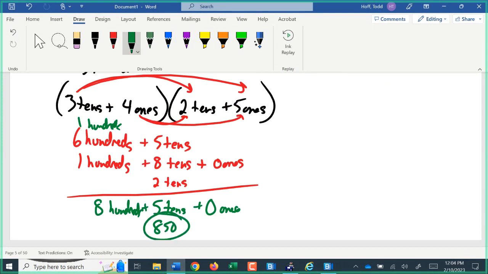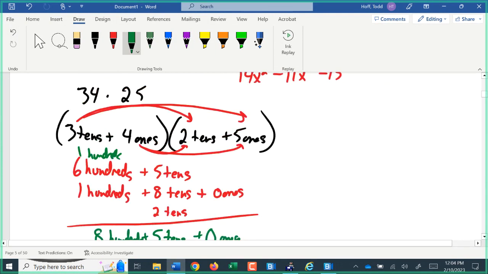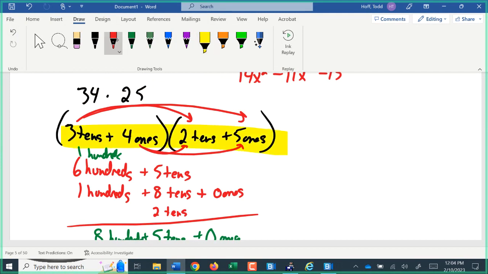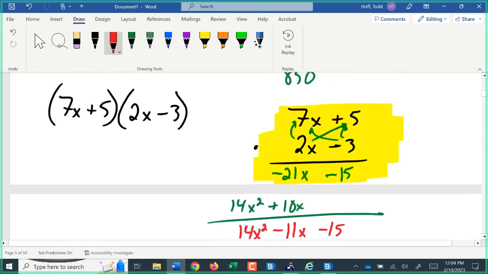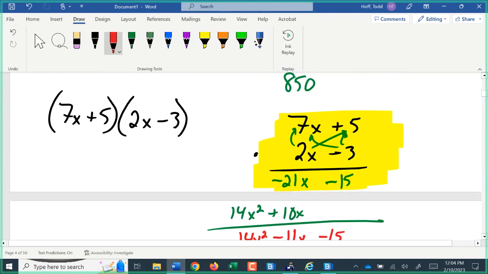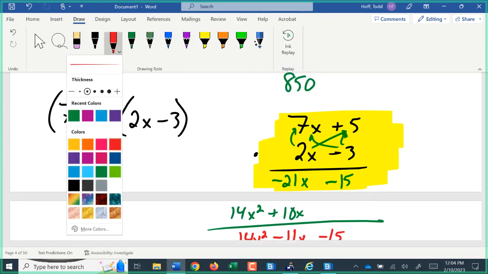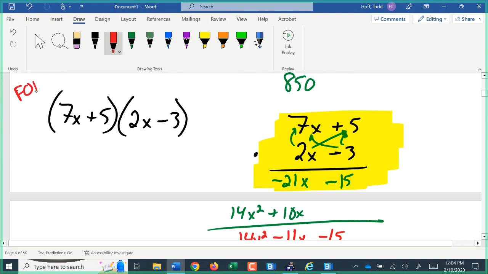Well, this is a lot longer process. Some of you may have recognized this process as your algebraic process that you learned called FOIL. F-O-I-L, first, outside, inside, last. And when we did our algebraic numbers, 7x plus 5 times 2x minus 3, that FOIL is what most of us were taught to use.